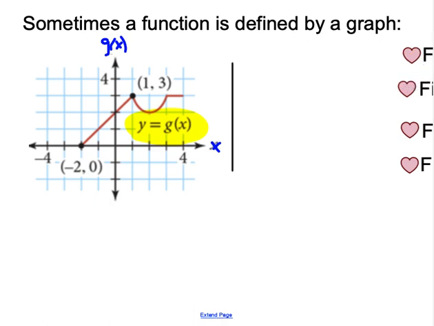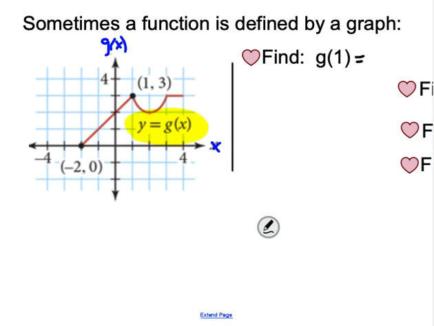Here's some questions you might be asked on a quiz or a test or a homework. It might say something like, find g sub 1, and you have to tell me what that equals. So to say that out loud, you'd say g sub 1.